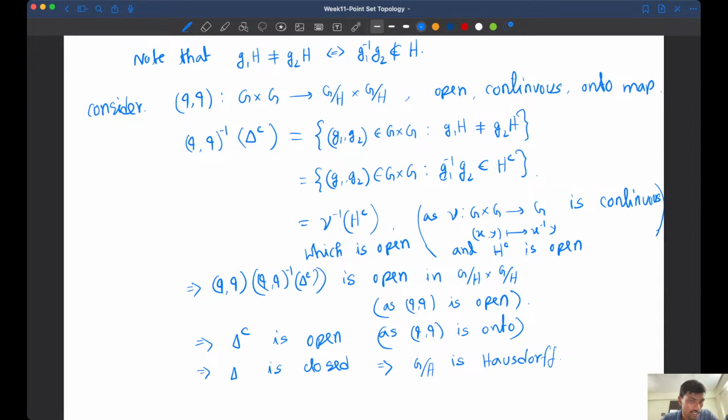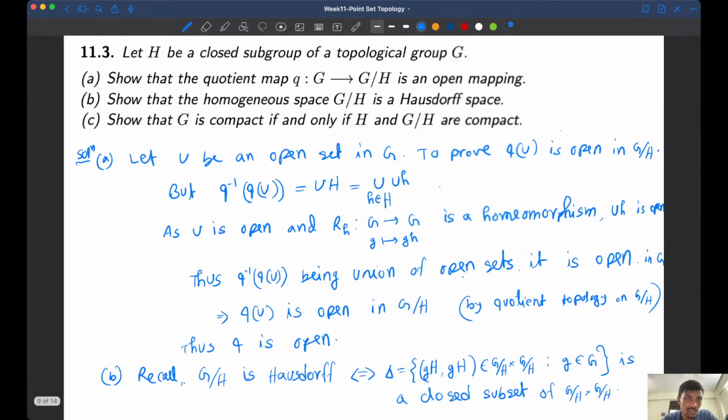Okay, so then next we have: suppose G is compact, then we have to prove that G and G mod H both are compact, and also conversely, if we have G and G mod H are compact, then G is compact.